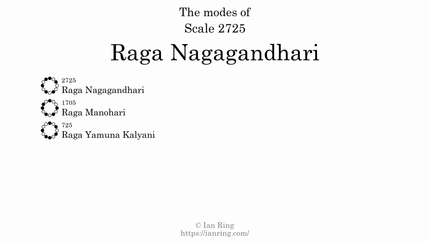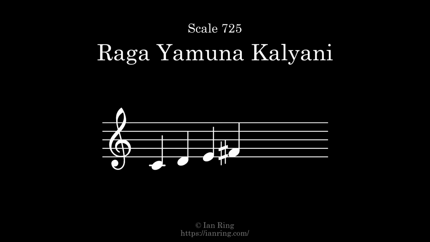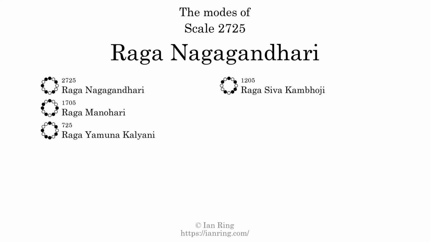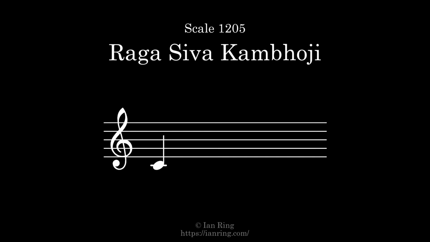The third mode is scale 725, also known as Raga Yamuna. It sounds like this. The fourth mode is scale 1205, also known as Raga Shiva Kambhaji. It sounds like this.